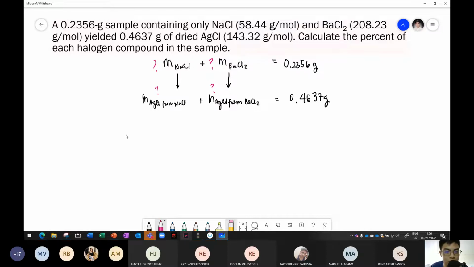Etong dalawang to, I can just use stoichiometry, no? To have an idea on how much it is, no? So, again, I can use stoichiometry for them. Okay? Clear ba or may gusto i-clarify?